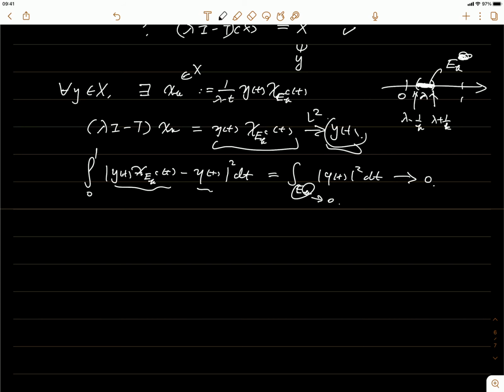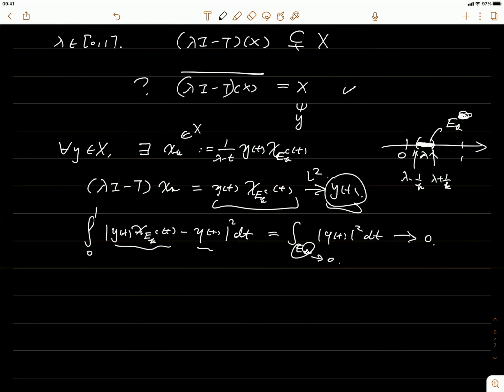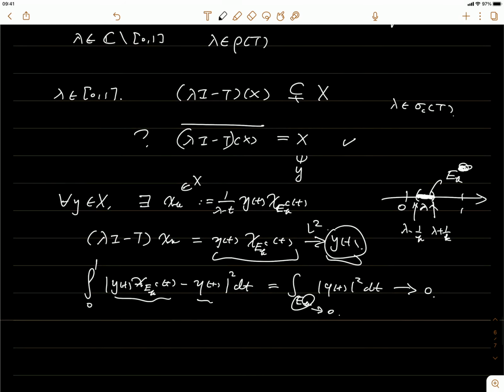So that means that any y, we can still show that is in the closure of the image of this. So in this case, the lambda will be in sigma ct. Okay, so it's either in rho t or in sigma ct. So that's how we decompose this: rho t union with sigma ct. Okay, so this is just the interval 0 to 1, the closed interval [0, 1], and this is just everything else, [0, 1] and everything else. Okay, that's how we decompose it.